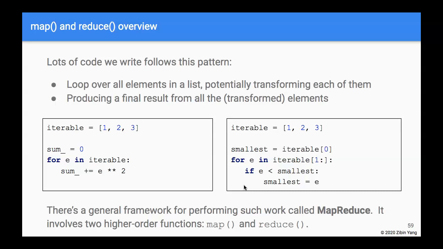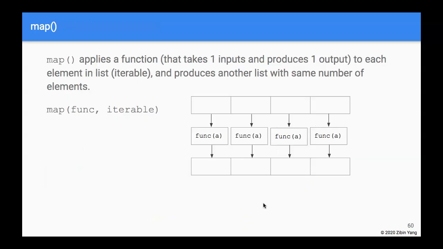And there are many, many other examples that are similar to these two that I've shown here. As it turns out, there is a general framework to perform such tasks, and this framework, or the idea, is called MapReduce. And surprise, surprise, it involves two higher order functions called map and reduce. So let's look at the map function first.